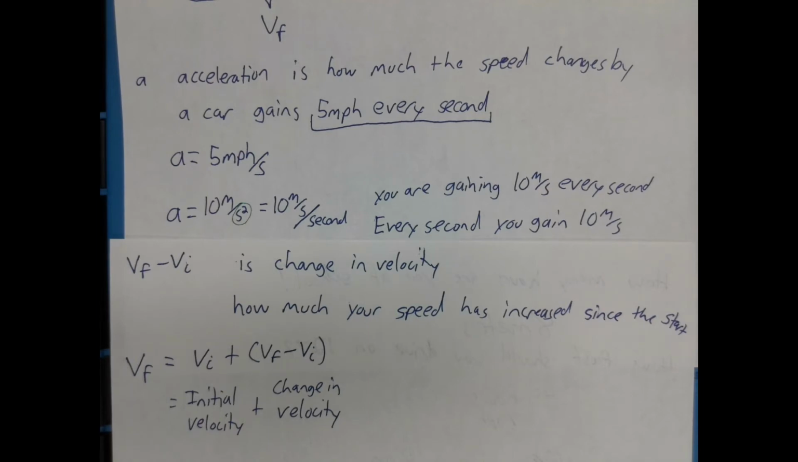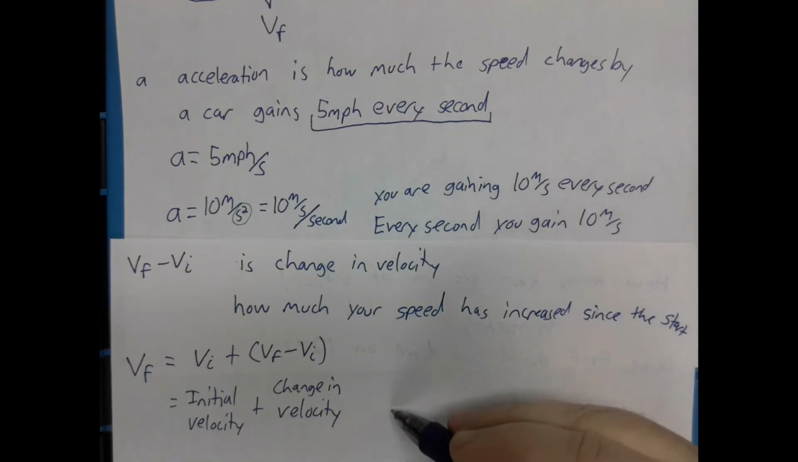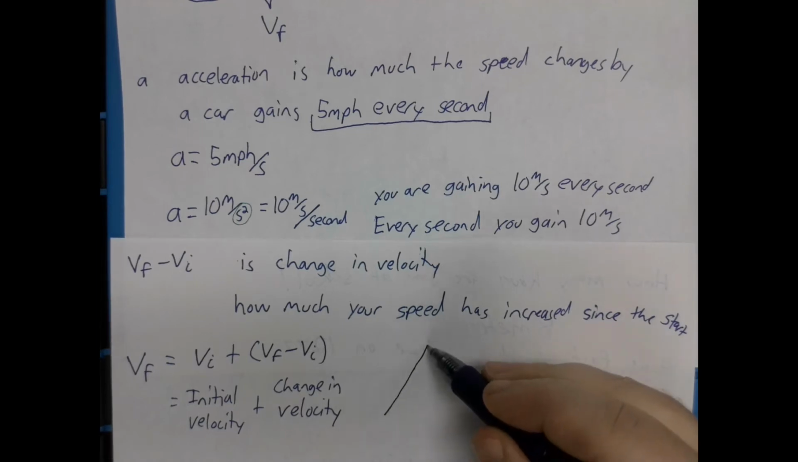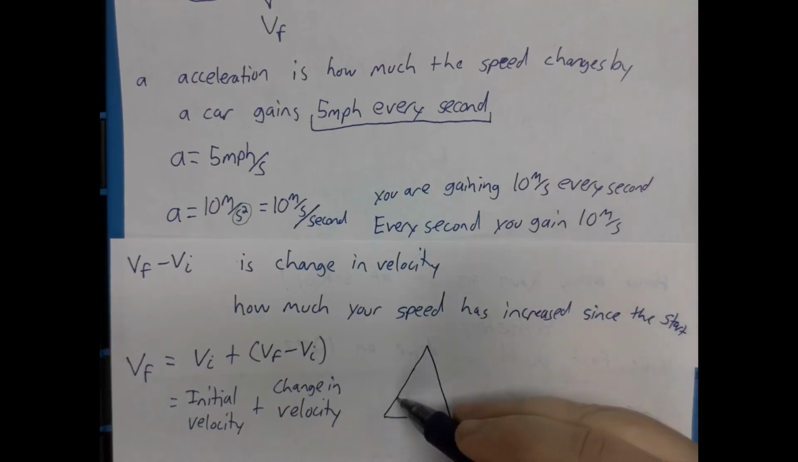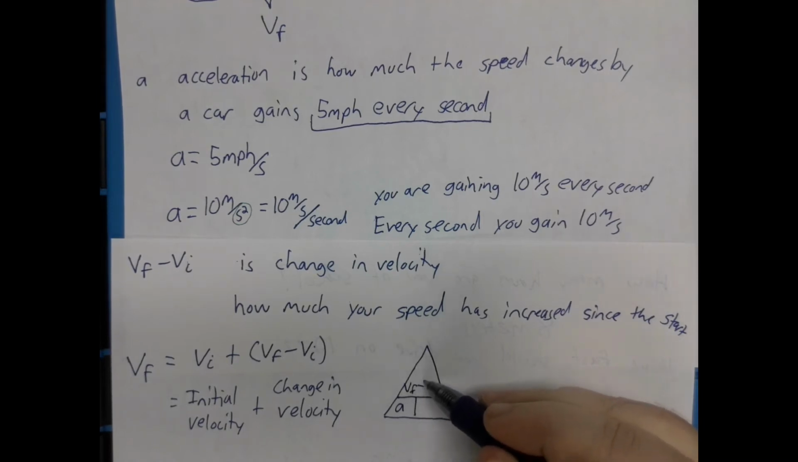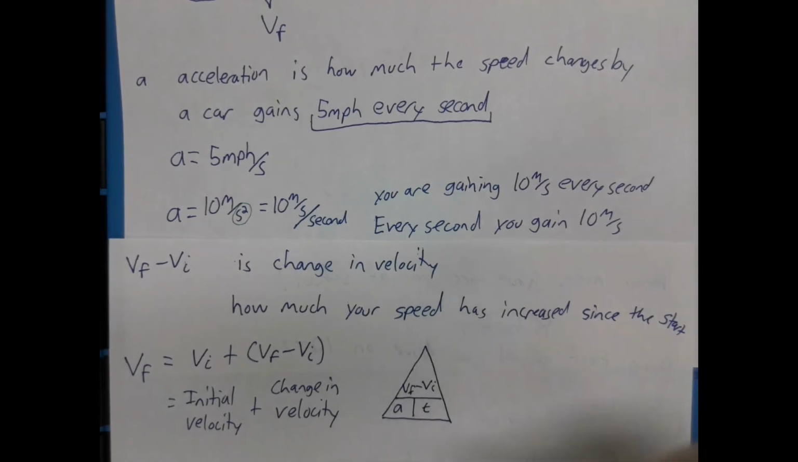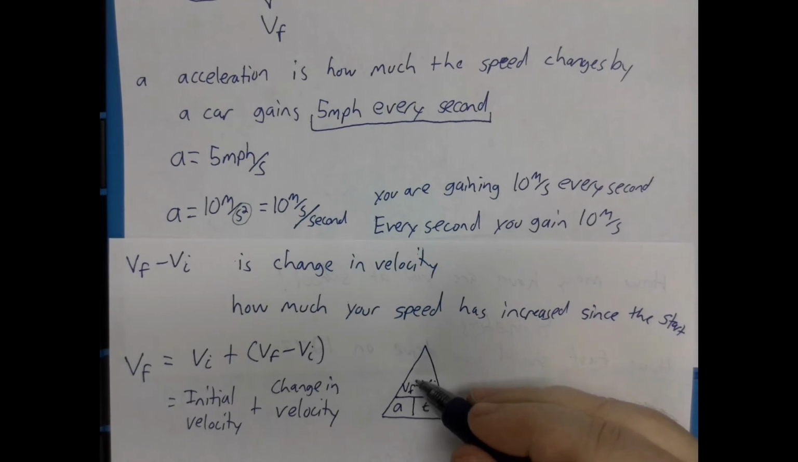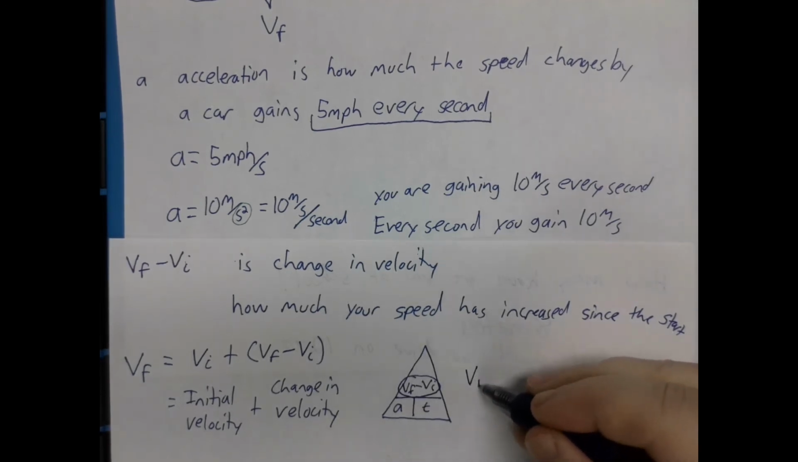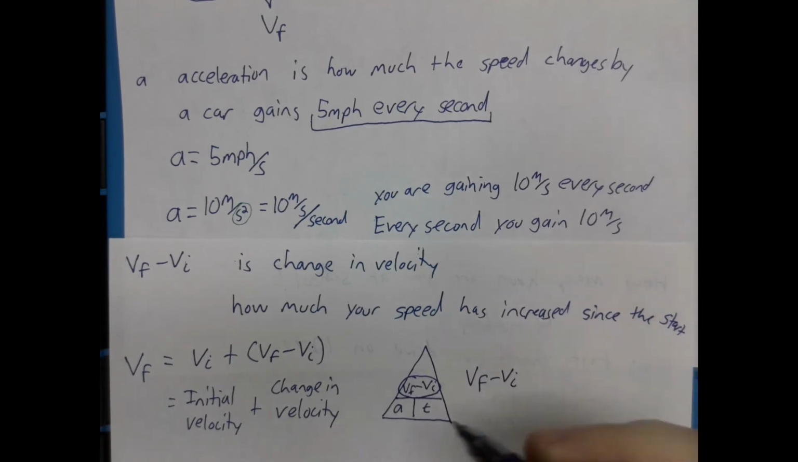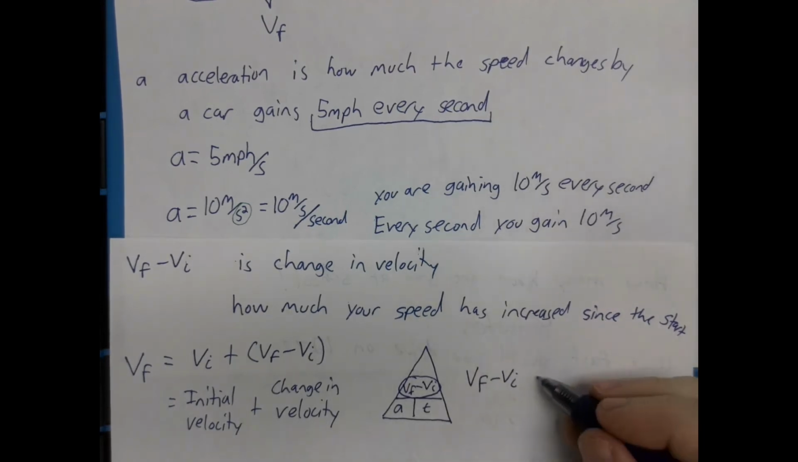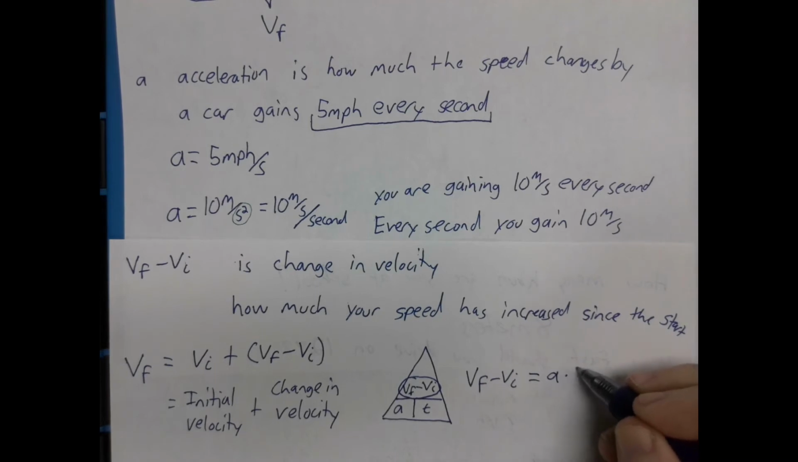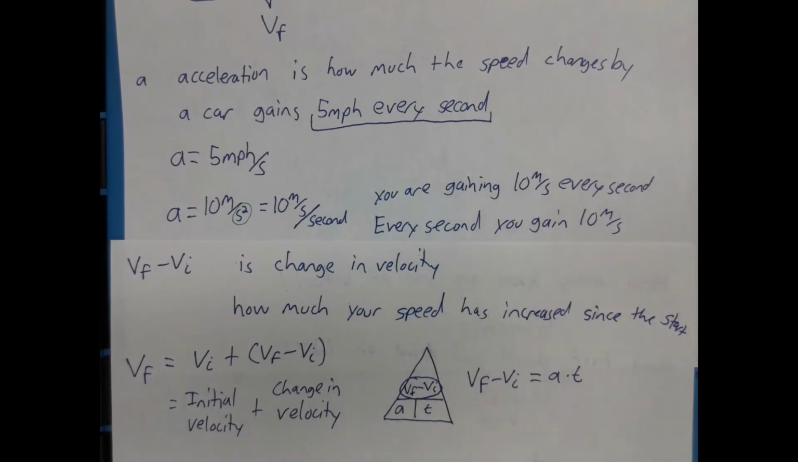So another thing that I've seen is people using the triangle incorrectly. When you set up your triangle, the triangle never changes. If I were solving for VF minus VI, circle what you start with and write it down, VF minus VI, and then what's left is going to be your equation. So A times T.